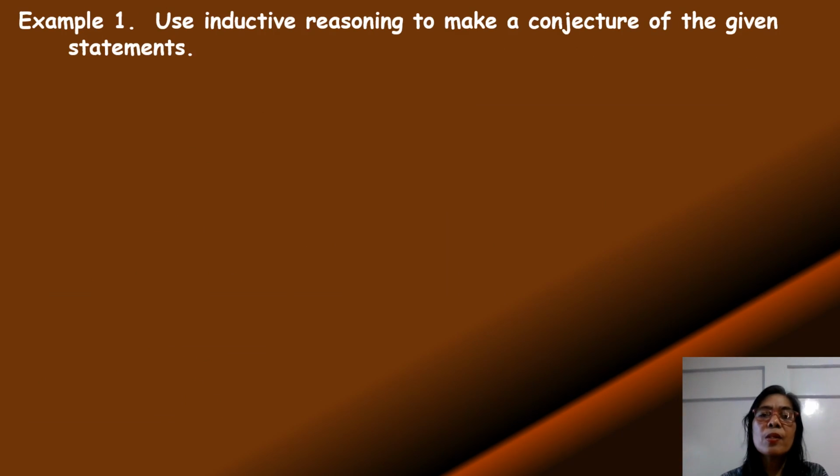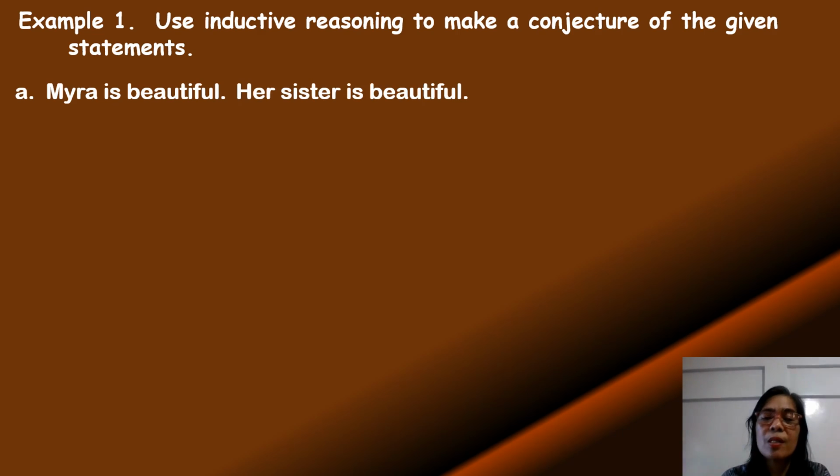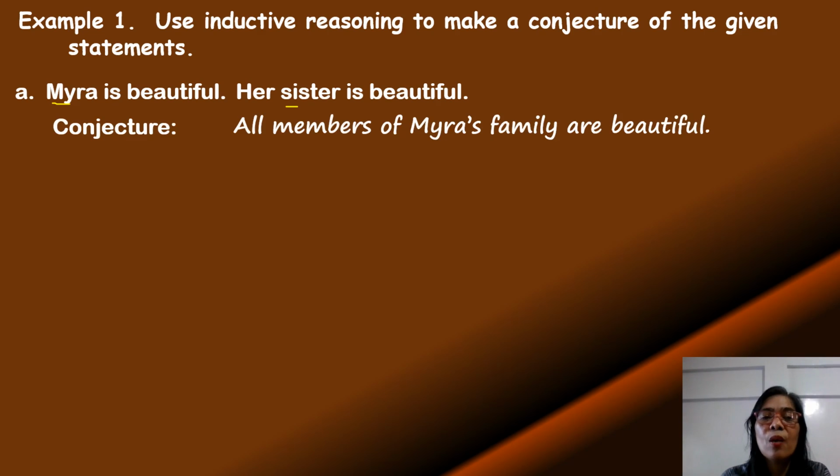Okay, let us now illustrate how a conjecture is derived using inductive reasoning. So here is an example. Myra is beautiful. Her sister is beautiful. With these two statements, what we can observe in here is that Myra and her sister are both beautiful. So in inductive reasoning, we can now make a generalization that all members of Myra's family are beautiful.